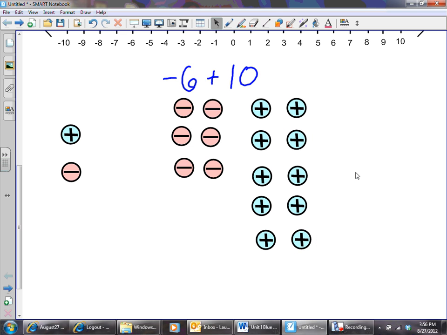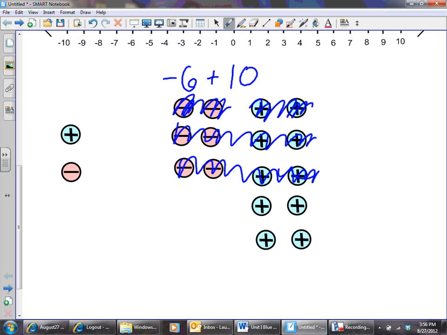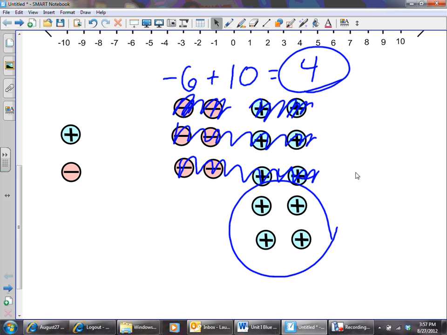So I know that these 2 can cancel with those 2. Same here. And same here. There are no negatives left to cancel anything out. I'm left with these guys here. There's 4 of them. They're positive. My answer must be +4. And I'm done.